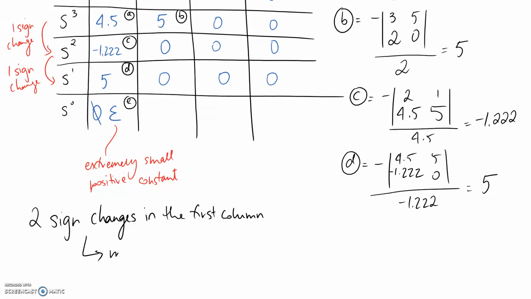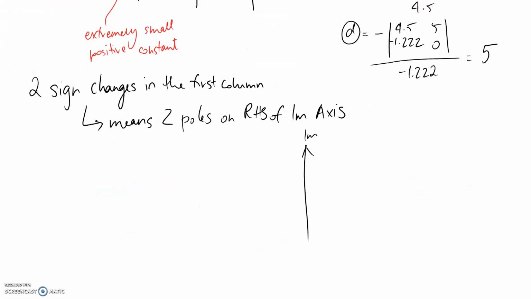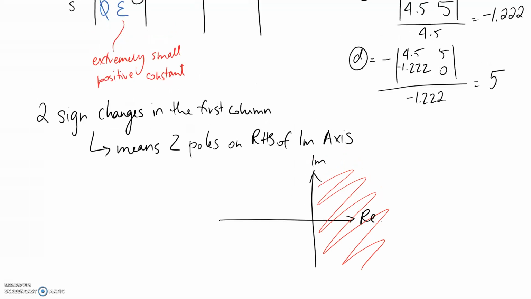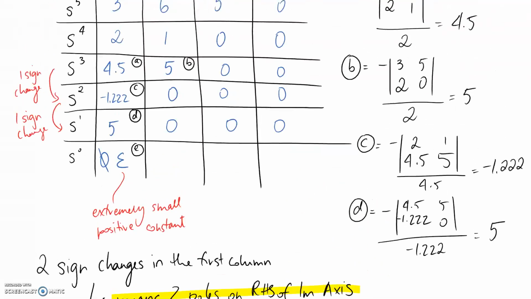So this means that we have 2 poles on the right-hand side of the imaginary axis, and of course that's where we don't want them. Okay, so just as a reminder, if this is the imaginary, this is the real, we don't want poles in this section because that's where it goes unstable. So we have 2 poles in this area. That means that if we were to use this in a control system, we'd end up inevitably with it being unstable. So this is the conclusion for our question.